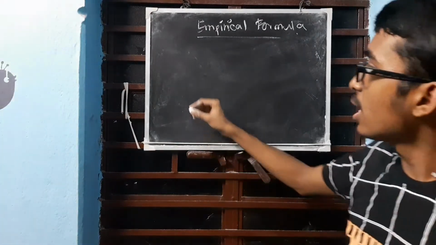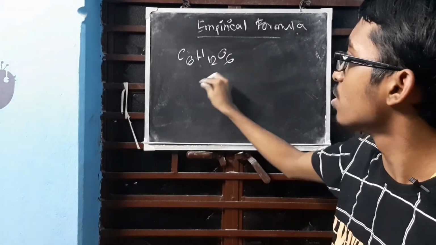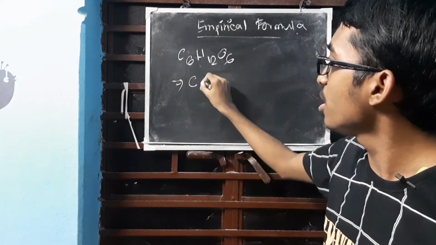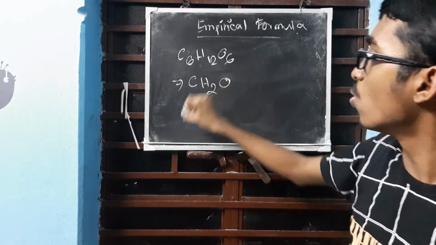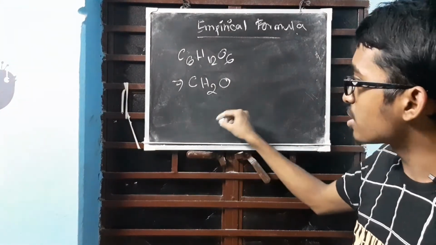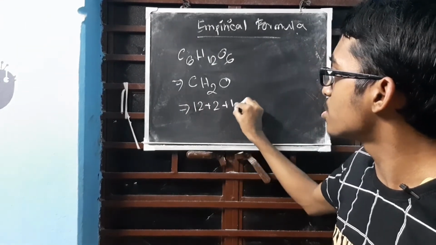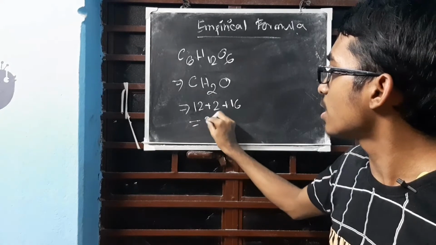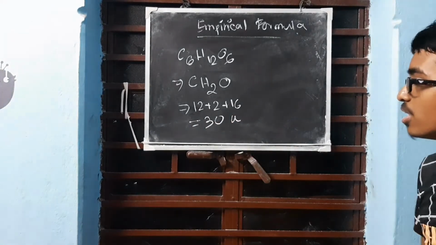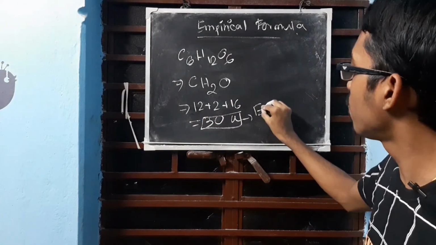Okay. So suppose I write C6H12O6. What is this? Glucose. So what will be the empirical formula? Simplest ratio of this. That will be CH2O. Clear? So this is the empirical formula. So add up the masses in this case. What will it be? 12 plus 2 plus 16. That adds up to 30. Right? 30 U. Clear?